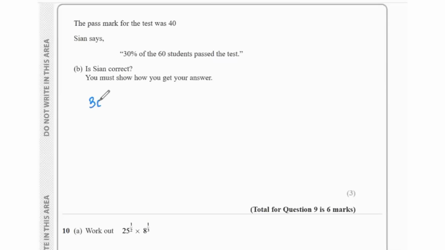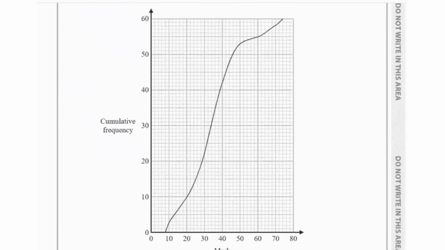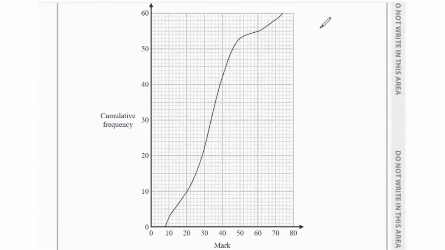So 30% of 60 is what? Cancel the zeros out, so that's 18 students. So he's saying that 18 students passed the test. So we go to the graph. We do 60 minus 18, which is going to give us 42. So we draw a line from 42 on the cumulative frequency graph.